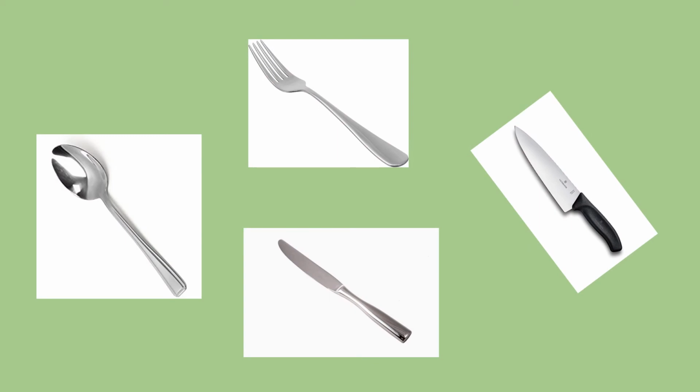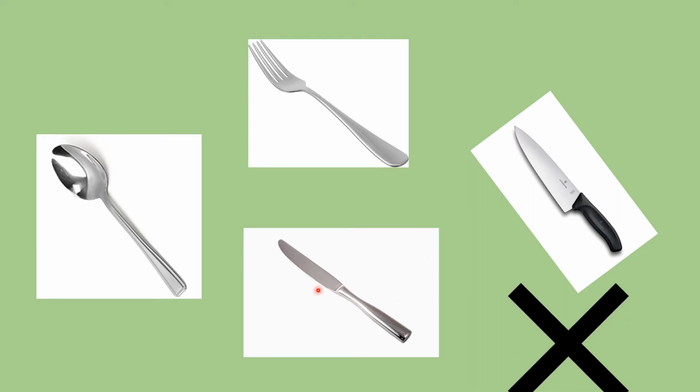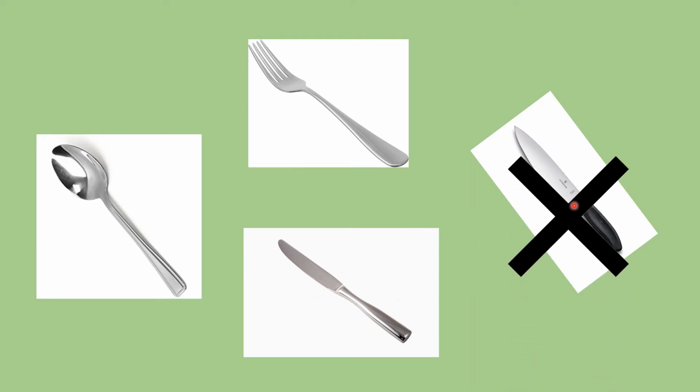Now these pictures show a spoon, a fork, a knife, and another knife. Now if you look at these pictures, which is the odd one out? This knife. Because with this knife you cannot eat. This knife is used for cutting. But all the other pictures like the spoon, the fork, and the knife are used for eating. You use these cutlery for eating. But this is the odd one out.